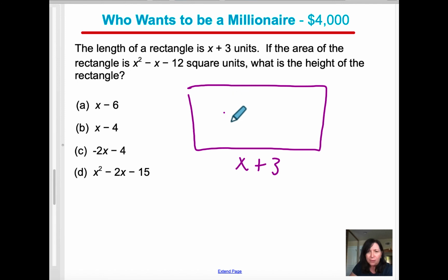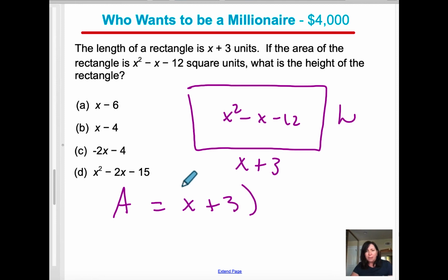And we know that the area is this big length, x squared minus x minus 12. So what's the height? This is what we don't know, h. So what you're going to do here is you know that the area of the rectangle is equal to the length, base times the height. So my base, which is this value here, x plus 3, times my height.